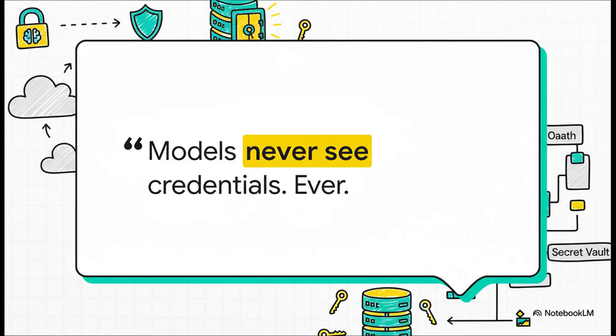And that brings us to the golden rule, the absolute number one non-negotiable foundation of MCP security. I'm going to say it again because it's just that important. Models never see credentials. Ever. Think of it like this. The model's job is to figure out what needs to be done. It's the MCP server's job to figure out how to do it securely. That separation is the whole game.